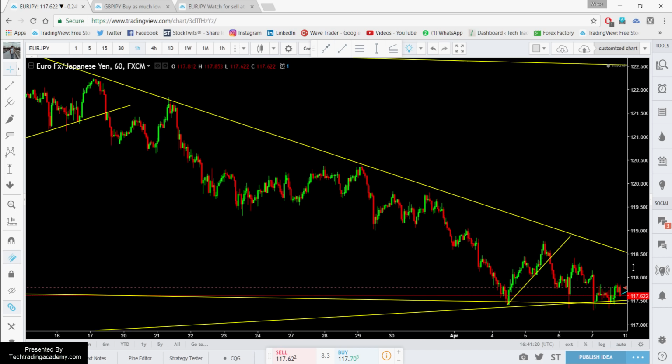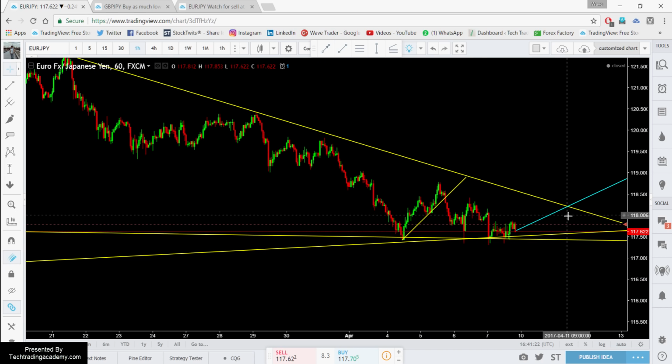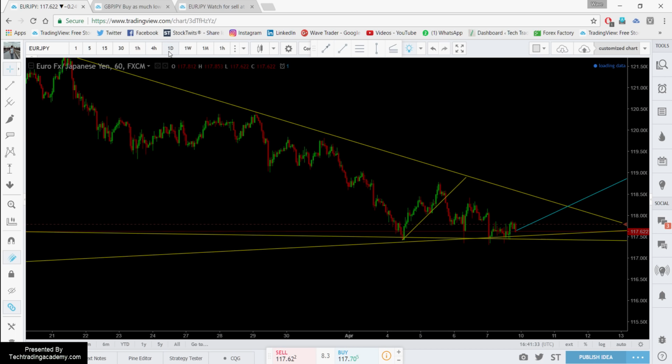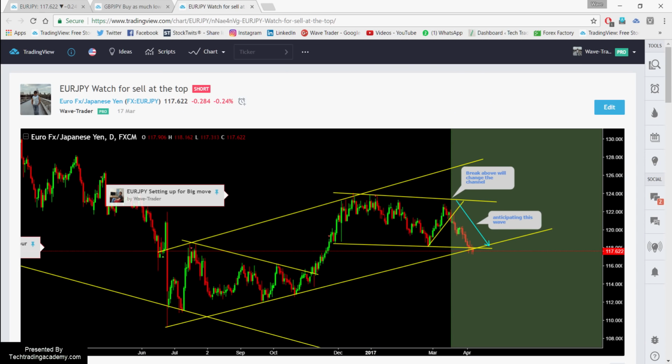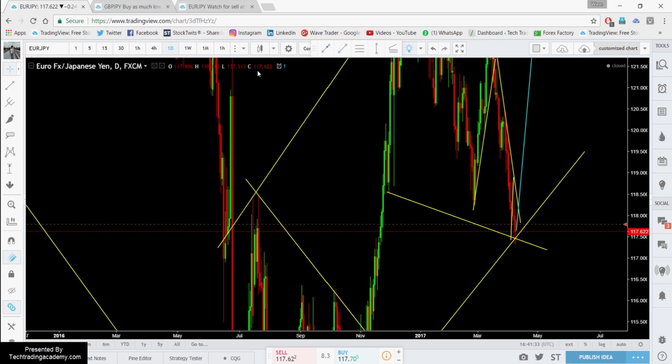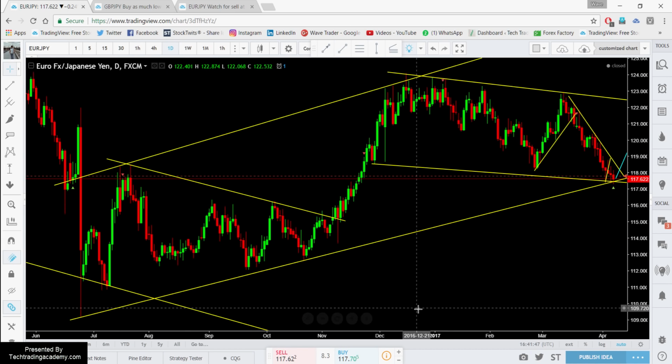So we are still looking for upside. Only a clear breakdown, meaning something like an aggressive candle like that, will change the formation we are looking for the upside. A clear breakdown is going to change that formation. Okay, so far so good. So euro yen is doing well.